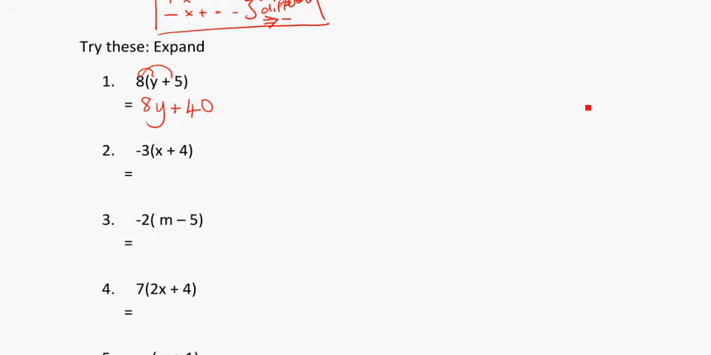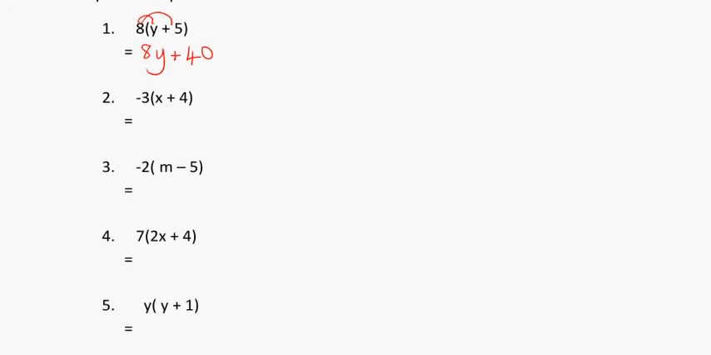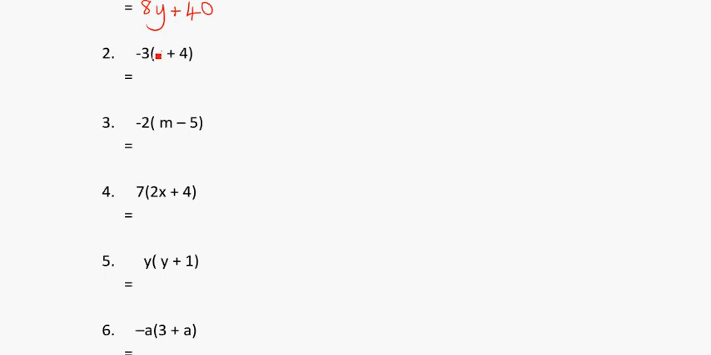Negative 3 outside the bracket, and then x plus 4 inside the bracket. Negative 3 times x, negative 3x. Negative 3 times positive 4. Signs are different, so minus goes in between, and 3 fours are 12. Next one, negative 2m. Negative 2 times m, negative 2m. Negative 2 times negative 5 is positive 10.